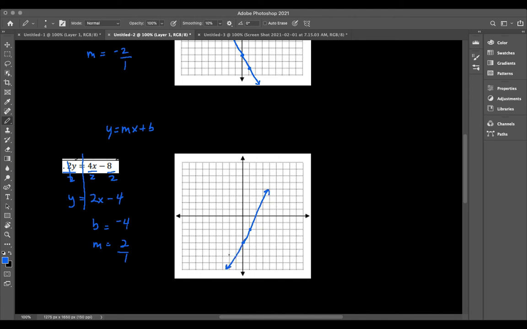Like I said, you can basically use 2 points. Once you get those 2 points and figure out what the y-intercept and the slope are, you can solve most of these problems. So let's try a couple more. Let's try it the other way.